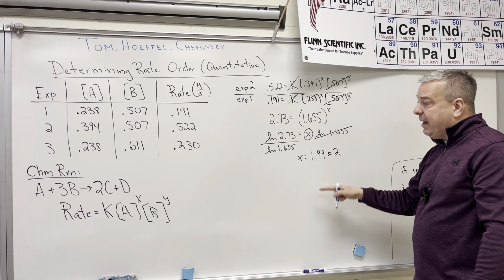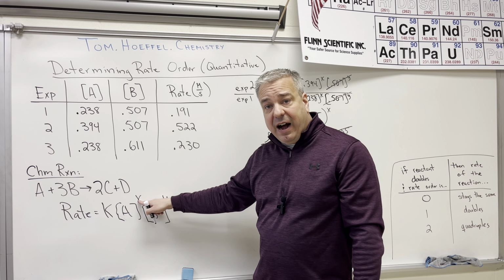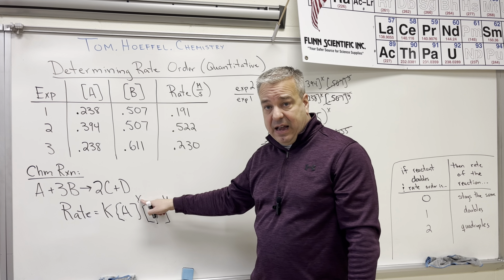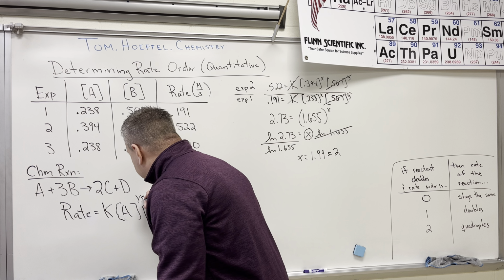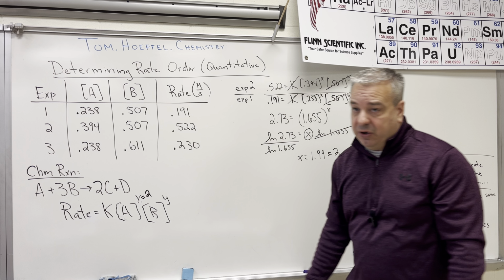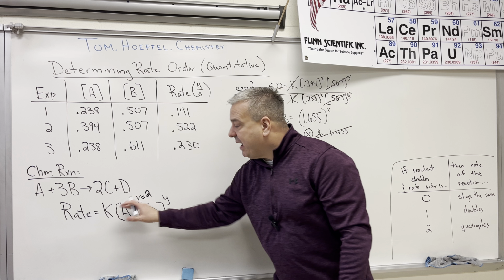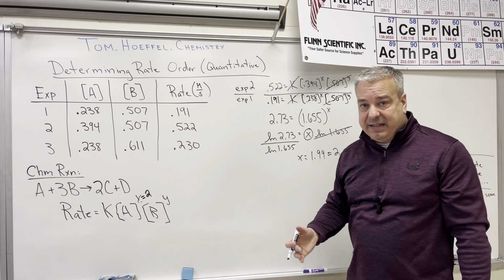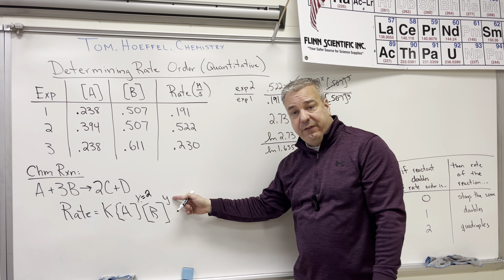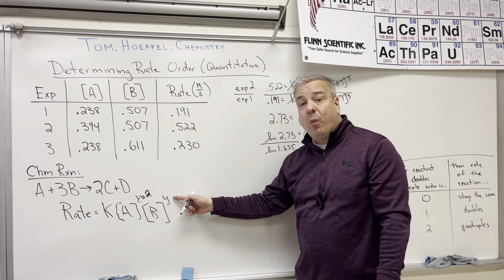So we just figured out the rate order on A, which is the exponent x, and x is going to be equal to 2, okay? And that's how we figured out the rate order quantitatively. Now, we still have another rate order to figure out. We want to figure out what y is, okay?